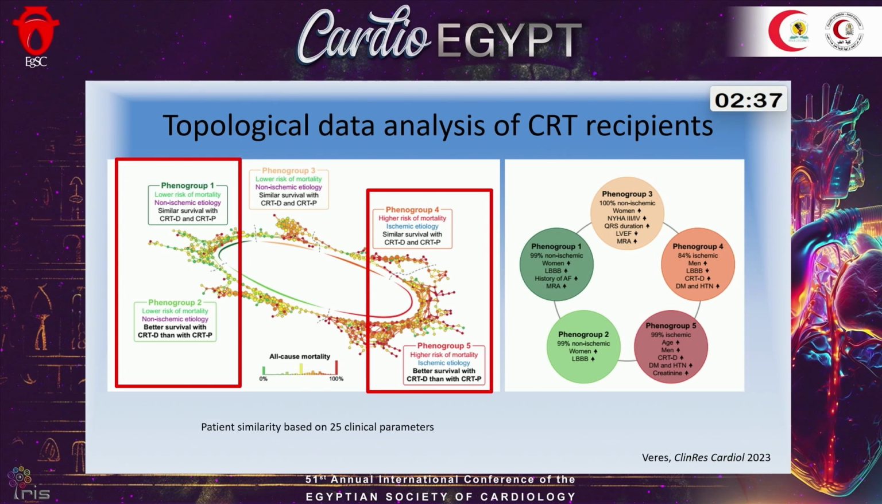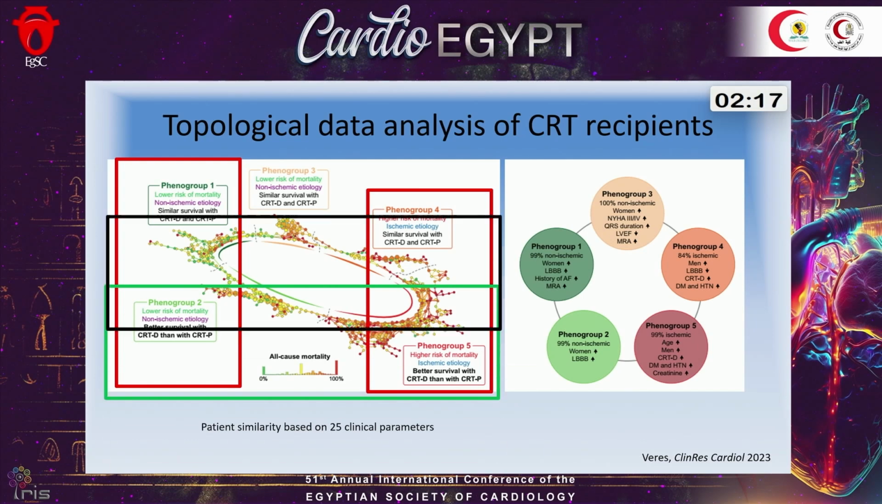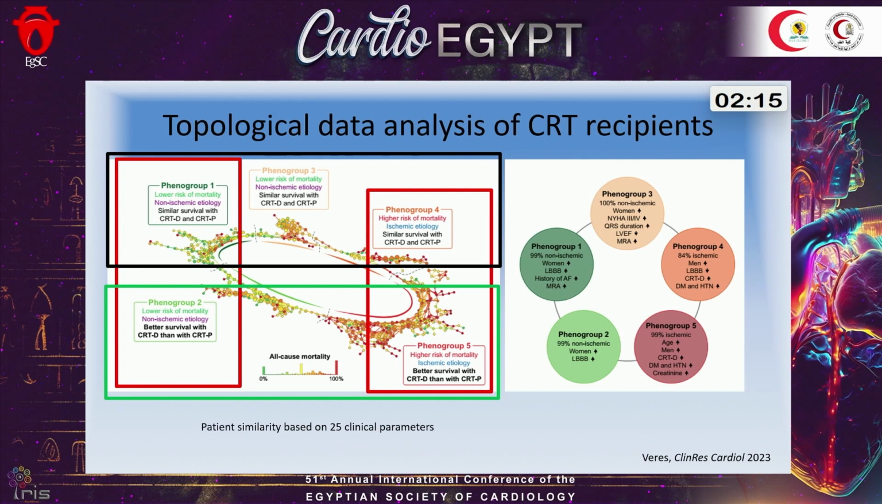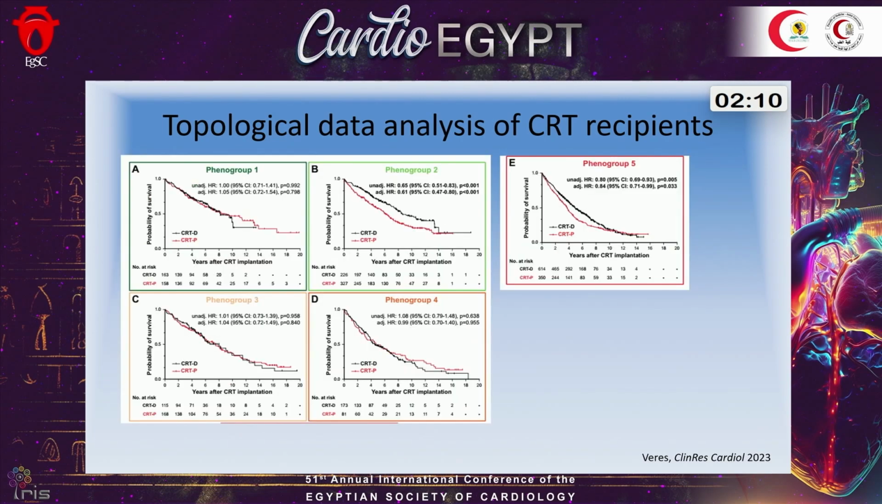But if we look at the survival difference with CRTD and CRT pacemaker, we can see that in both groups there are patients where there is a difference in survival, so a better effect of CRTD, and there are patient populations, both in the high risk and the low risk group, where there is no big difference between CRTD and CRT pacemaker. So these are the survival curves of these 5 phenogroups.